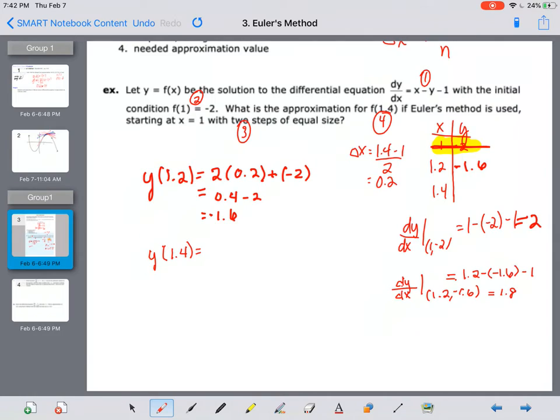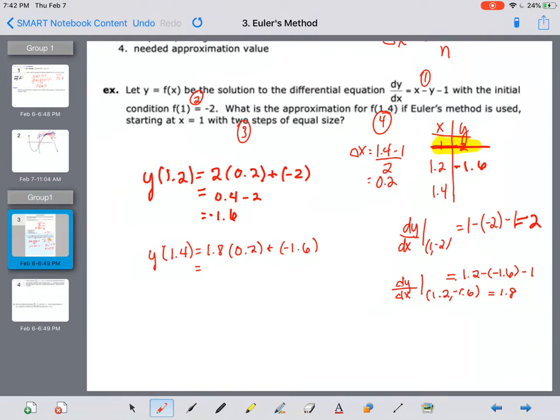So we're using our new slope, which is 1.8. That's what we just calculated a second ago. Our change of x, our x minus x1, so that's 0.2. And then, of course, plus our old y value, which is now that negative 1.6. So what was once our new is now becoming our old. And then we're just doing a calculation. Okay, so 1.8 times 0.2.